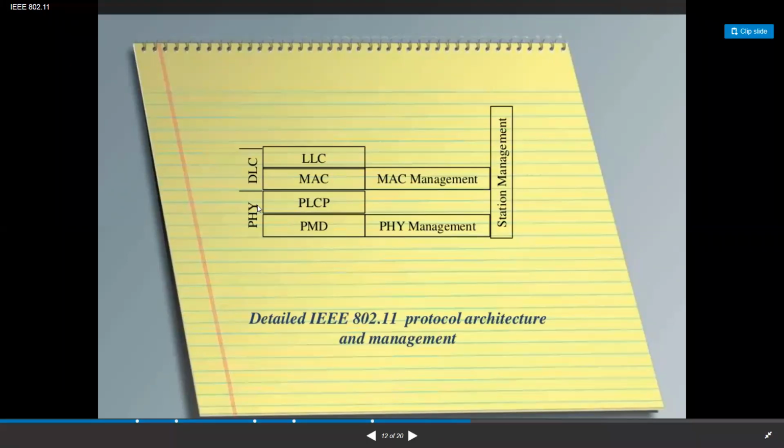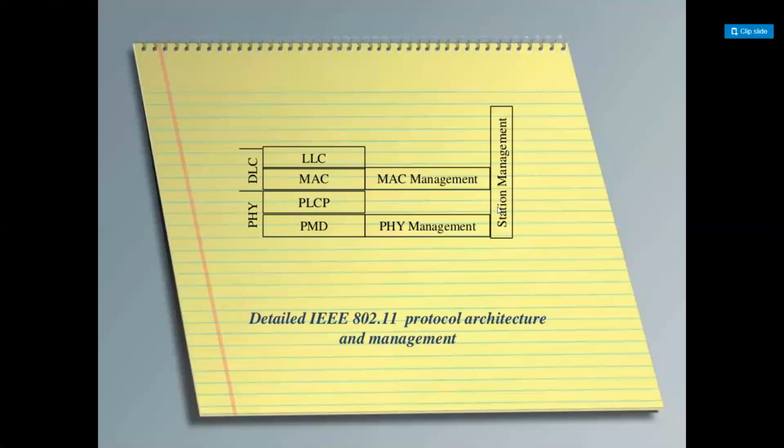And coming to this, the physical layer's next is DLC. DLC means data link control. This is about the data link layer. The below sublayer is the MAC sublayer and the above sublayer is the LLC sublayer. Here the MAC protocol is called MAC management. Here PMD is called physical management. Altogether, the physical management and MAC management are called station management.